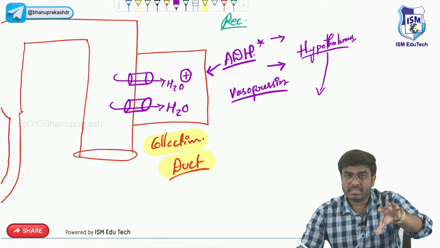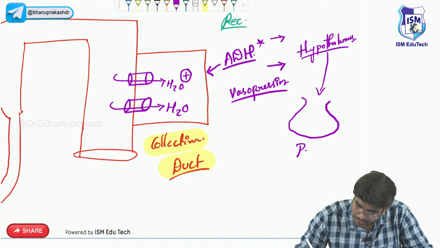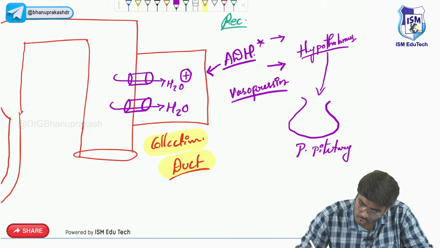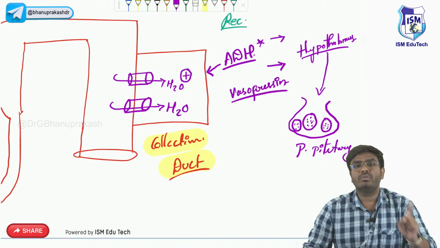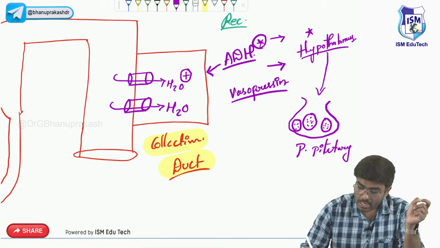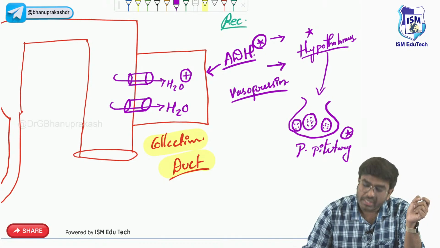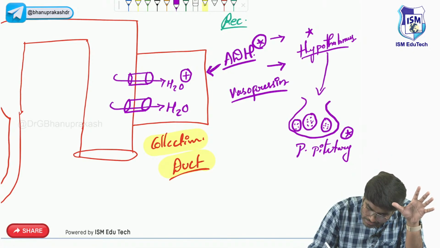From the hypothalamus it's produced, and then it comes down and is stored in the posterior pituitary, in the vesicles. The antidiuretic hormone is stored in the posterior pituitary in the vesicles. So, the first important MCQ: antidiuretic hormone is produced from the hypothalamus. Stored where? In the posterior pituitary. Now, this antidiuretic hormone is acting on which area?